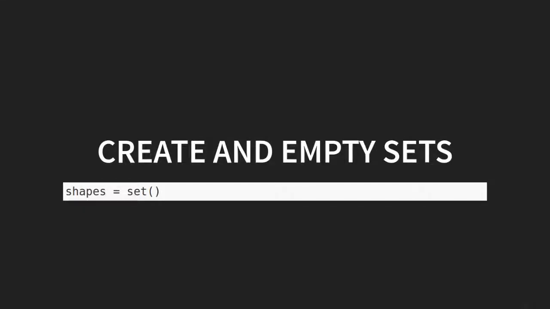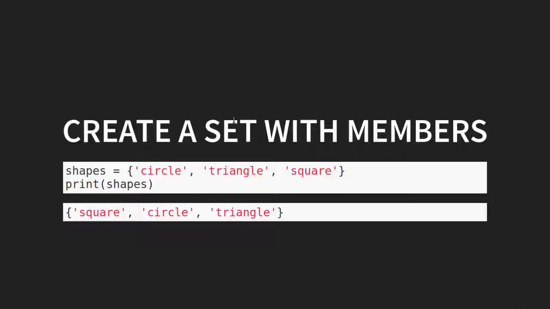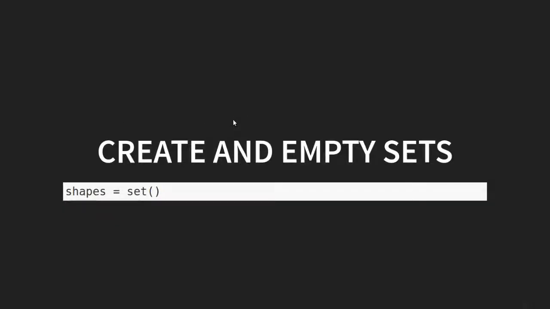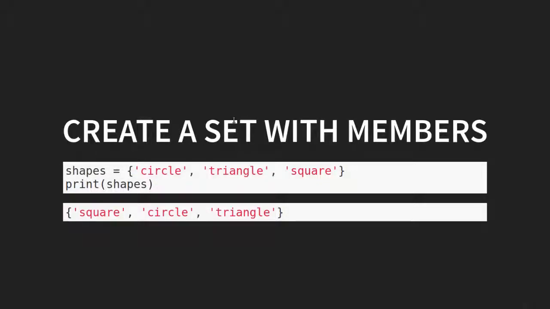Creating an empty set's pretty easy. You just call set and then give it a name. It's built in. So we've created an empty set here. There are no members here. And then if you wanted to create one with members already, you could do this and then print it out, and then I'll show you that it has it. So pretty much like some collections you've probably seen in the past.